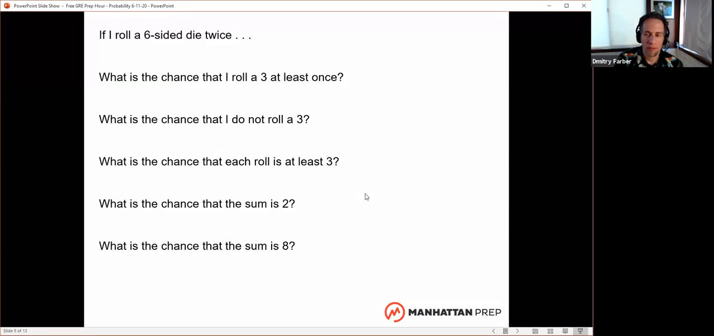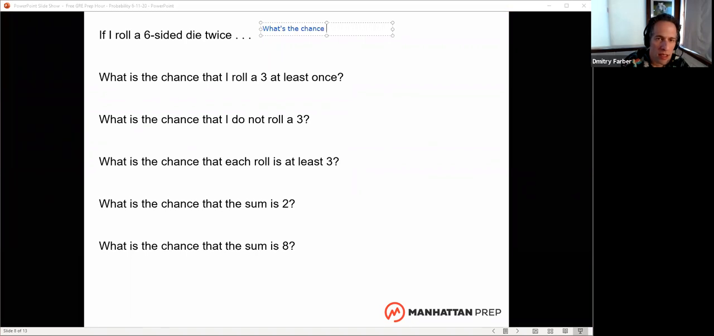Okay. So if I roll, say, 2 dice, I roll a die and then I roll it again. I want to know what's the chance that I roll a 3 at least once. So I already know the chance that I roll a 3 twice, right? So let me ask that first, actually. What's the chance that I roll 3 both times?